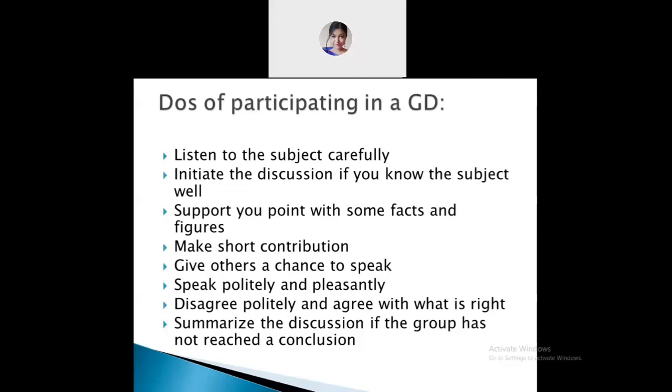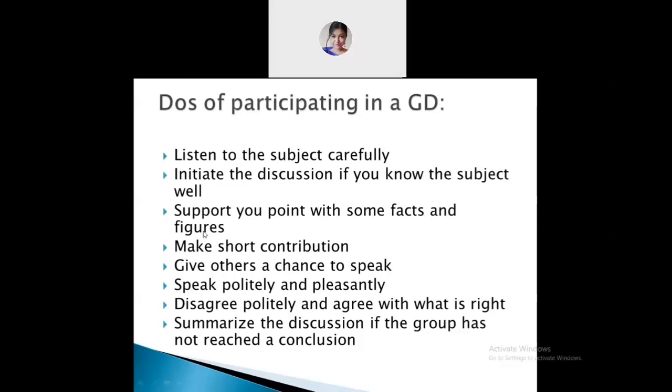The third point is to support your point with some facts and figures. But if you are unsure regarding the facts and figures, do not provide any figure or fact which you are unsure of. Only if you know that yes, this is the correct data, this is the right fact or figure, then do the same, or have a general discussion without providing any kind of figure or data.